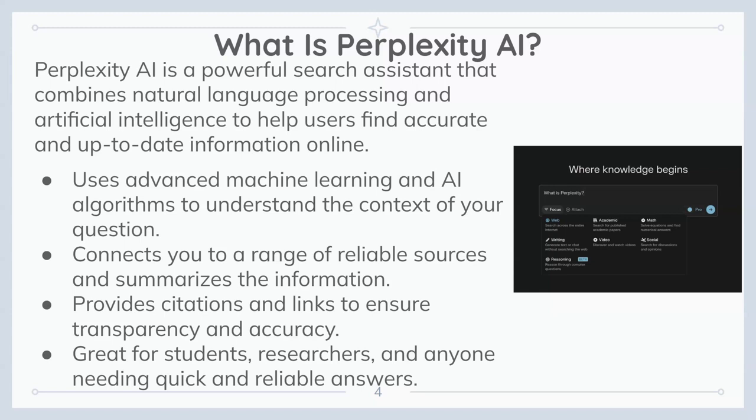It uses advanced machine learning and AI to understand the context of whatever question you have. It connects you to a range of reliable sources. That's one thing that ChatGPT often struggles with, giving you good sources. So Perplexity AI does give you pretty good sources. It also provides citations for essays and stuff like that from a range of reliable sources and also summarizes the information from them. It's great for students, researchers, and anyone needing quick and reliable answers.